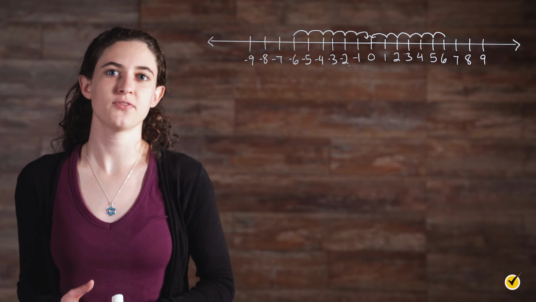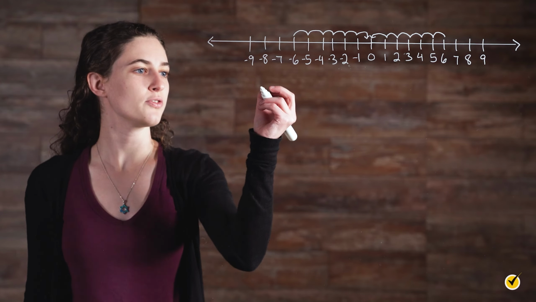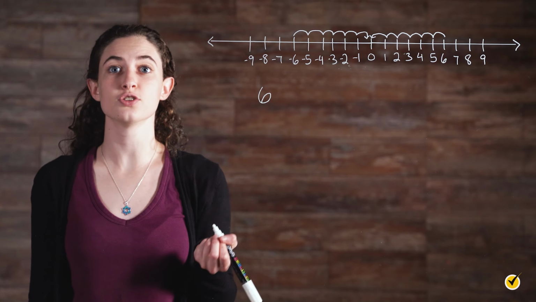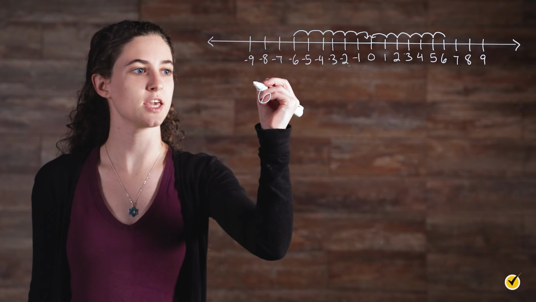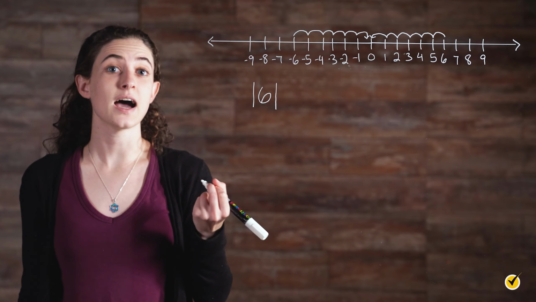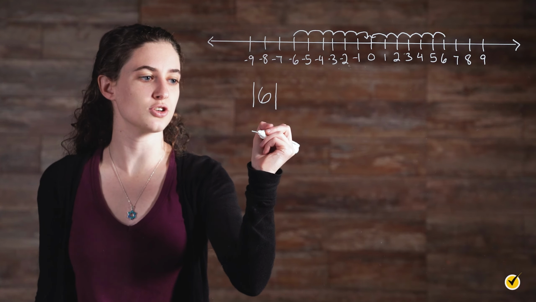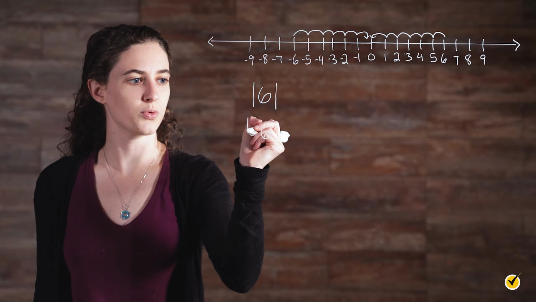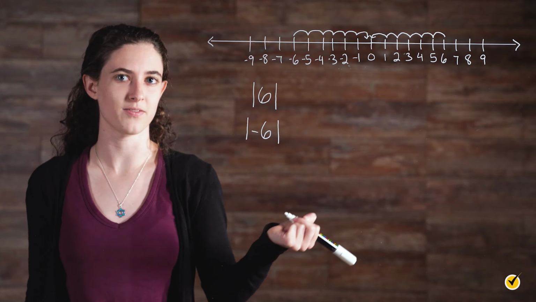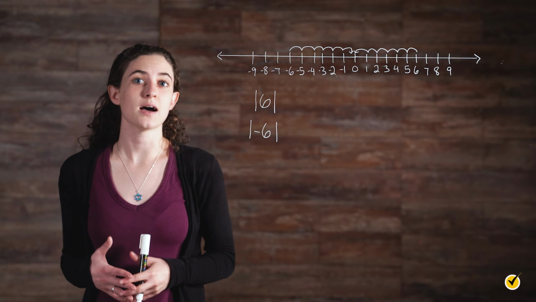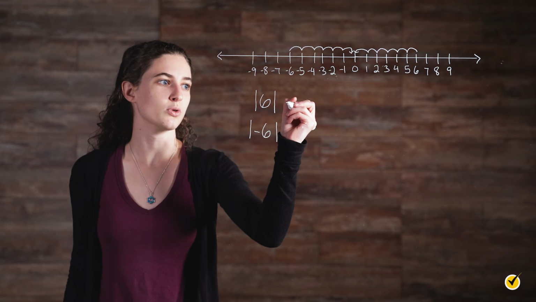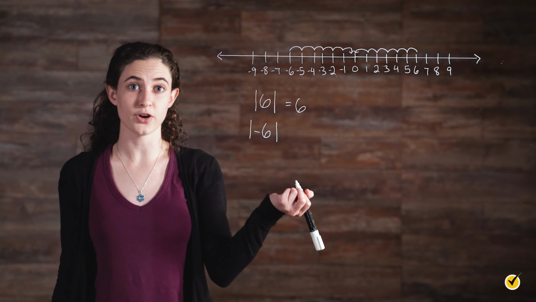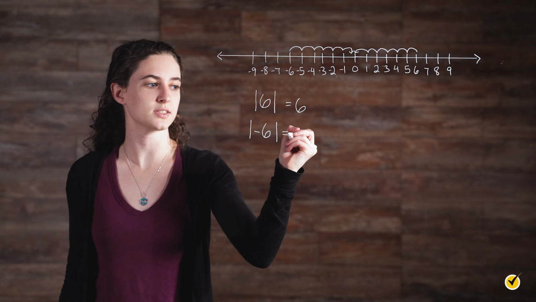Absolute value has a specific notation in mathematical expressions. For instance, the absolute value of 6 is denoted with 2 vertical lines here and here. And the absolute value of -6 is denoted as a -6 with lines on either side, just as before. Now, just as we saw, the absolute value of 6 equals 6. And the absolute value of -6 also equals 6.